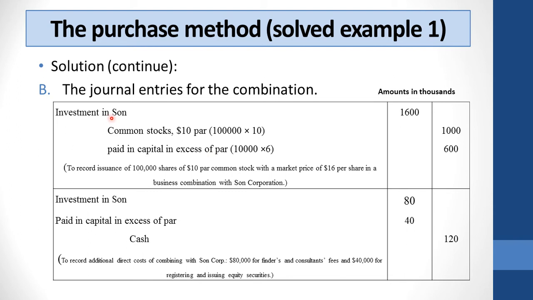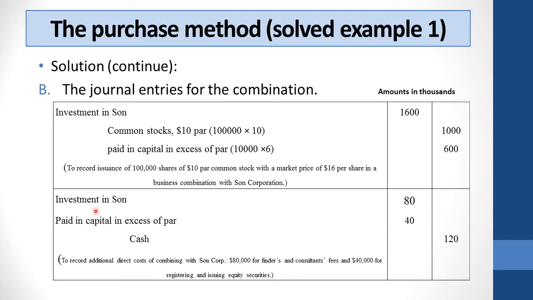So again, investment in Sun on the debit side. This is the 100,000 shares multiplied by 16. On the credit side, we place the common stock, which equals 100,000 shares multiplied by the par value, and paid in capital in excess of par, also on the credit side, 100,000 shares multiplied by 6. What is the 6 here? 16 minus 10. Okay, this is to record the 100,000 shares of $10 par common stock with a market price of 16 per share in a business combination. This is to record the business combination process.